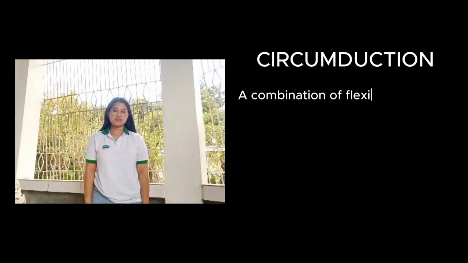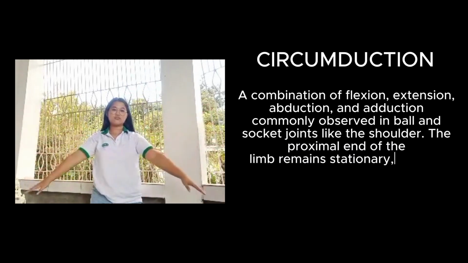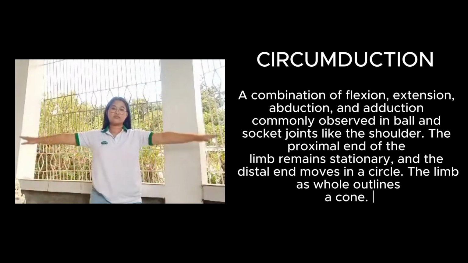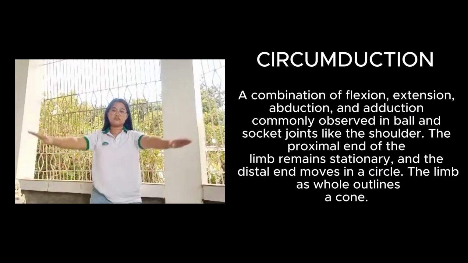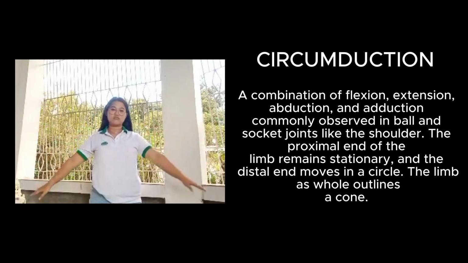Circumduction, a combination of flexion, extension, abduction, and adduction, commonly observed in ball and socket joints like the shoulder. The proximal end of the limb remains stationary and the distal end moves in a circle. The limb as a whole outlines a cone.